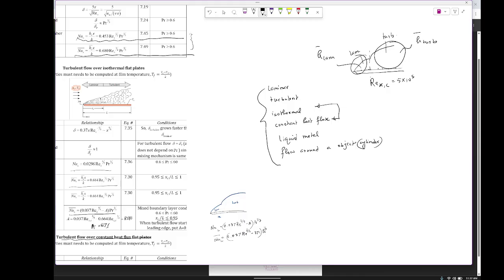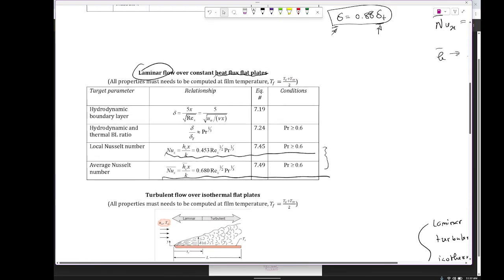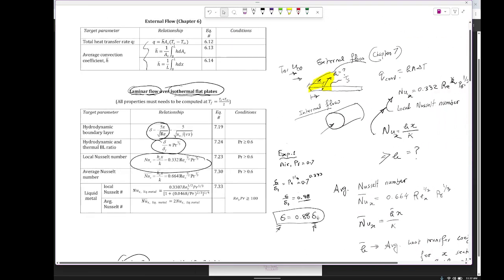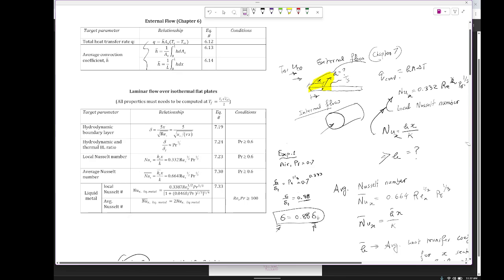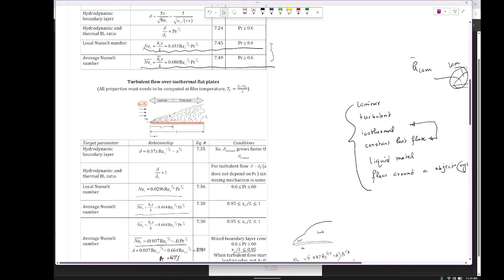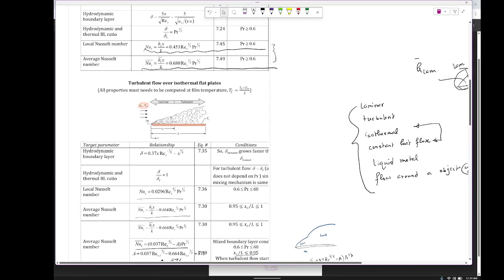So come back here. Okay. So you see, this table title is what? Laminar isothermal. Everybody agrees, right? There are a bunch of equations. Don't worry about that now, I'll talk about it later. This table, what is the title? Laminar constant heat flux, right? Now this table, what is the title? Turbulent isothermal, right? You see that?